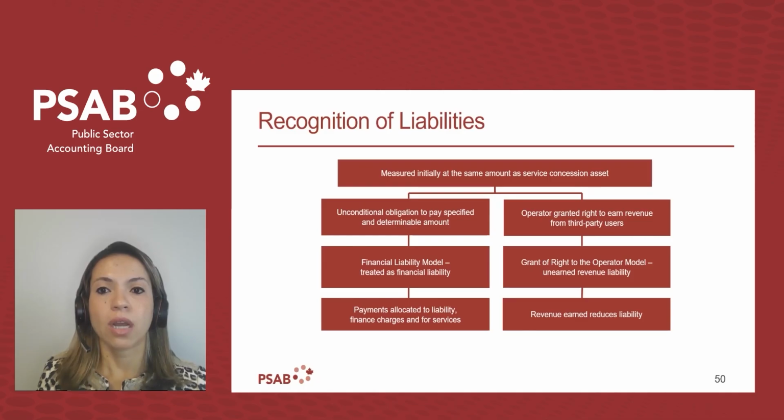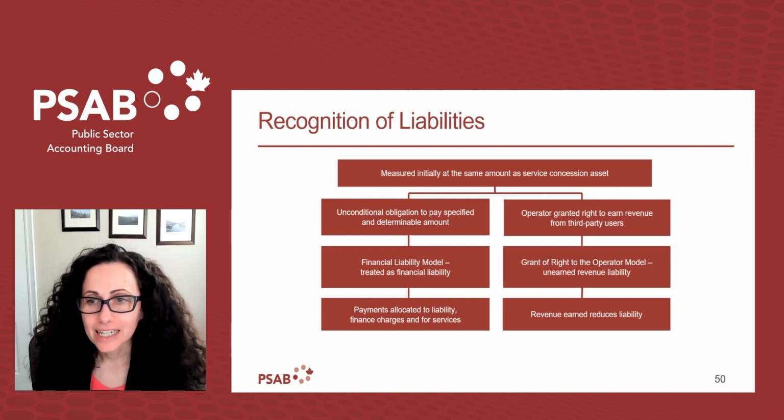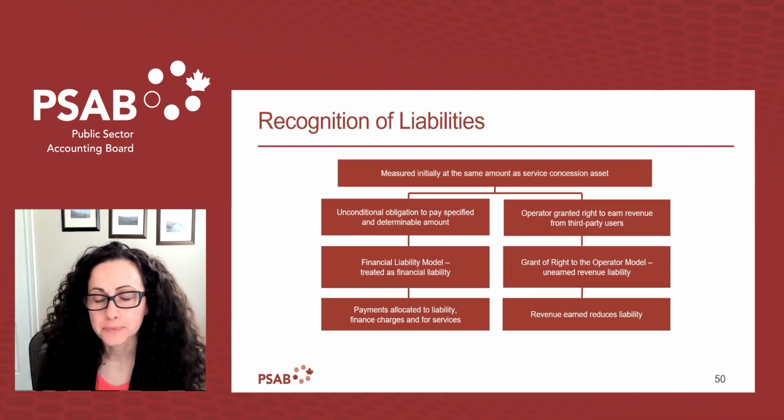When the grantor compensates the operator by granting the right to earn revenue from third-party users of the service concession asset or access to another revenue-generating asset, the liability is measured using the grant of right model, and this is displayed on the right side of the diagram. Camilla, before we go to the next slide, can you talk a bit more about the financial liability model and the grant of right model that you just mentioned?